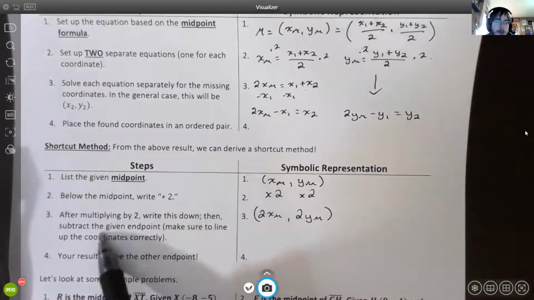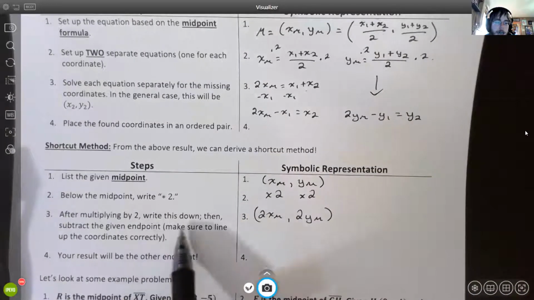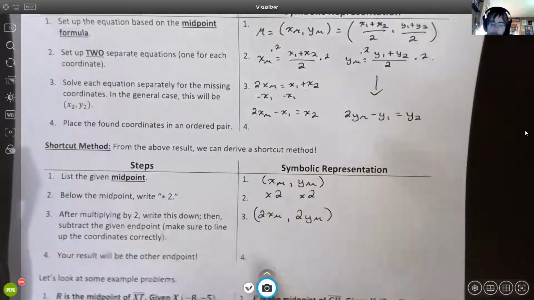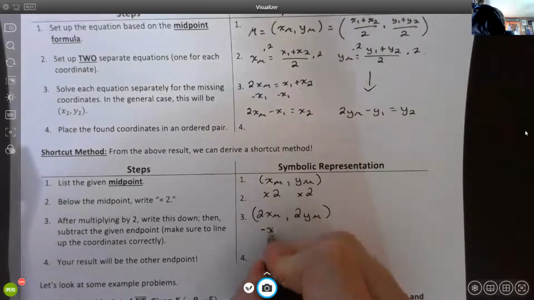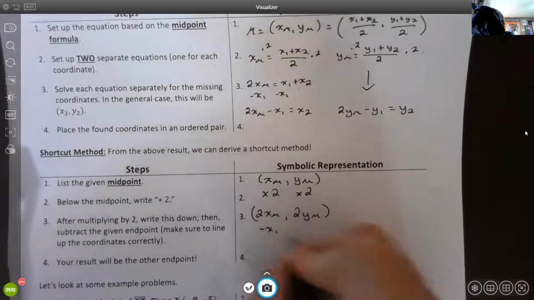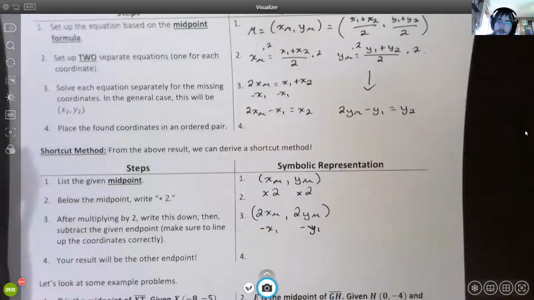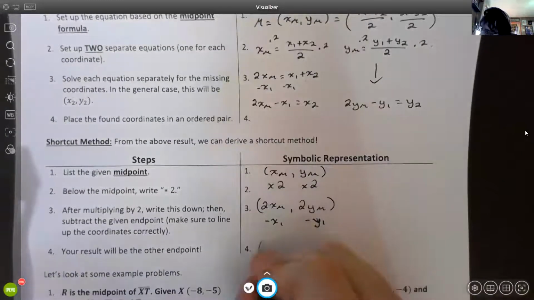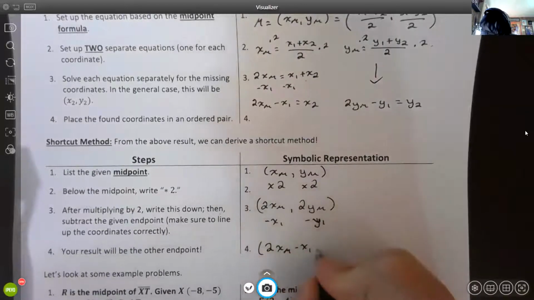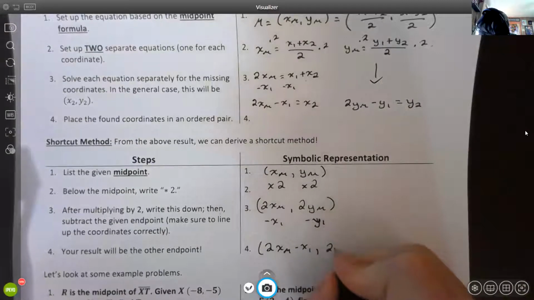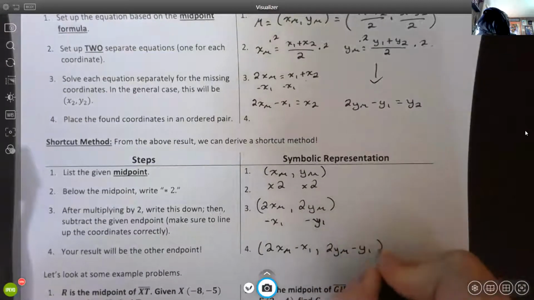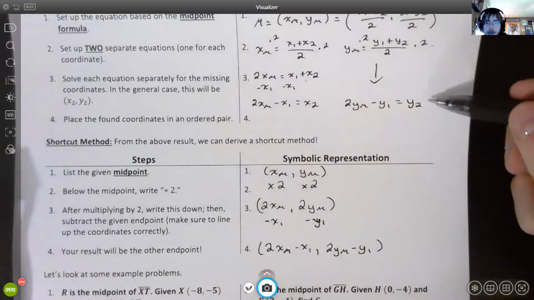Okay, then it says subtract the given endpoint. Make sure to line up the coordinates correctly. So we're going to subtract x sub 1 from the x's and subtract y sub 1 from the y. And when you do that, you end up getting the coordinate 2x sub m minus x sub 1, comma, 2y sub m minus y sub 1, which is the same thing we ended up with here.